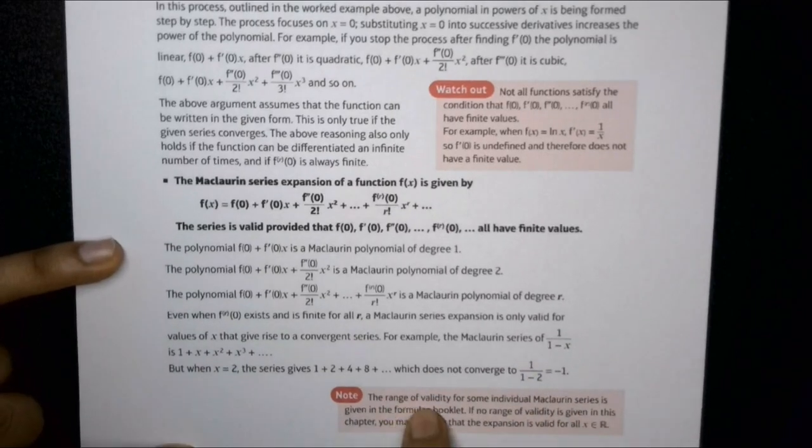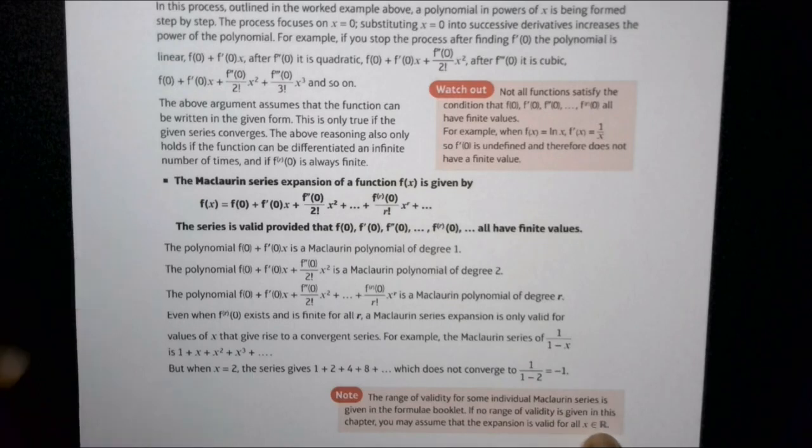And the range of validity for some individual Maclaurin series is given in the formula booklet. If no range of validity is given in this chapter, you may assume that the expansion is valid for all real values of x.